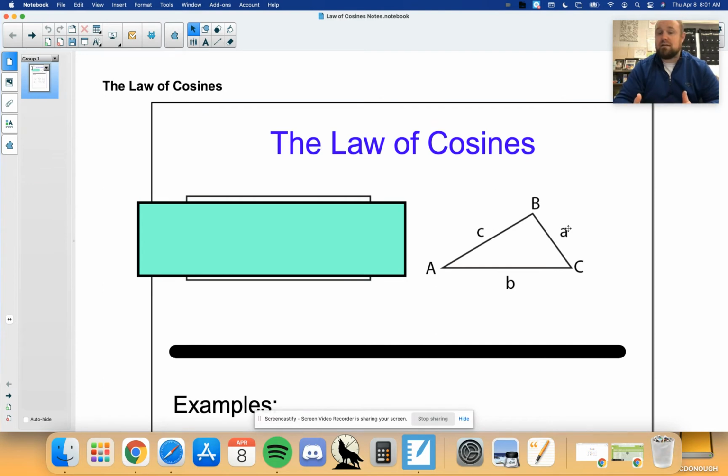When you're looking for a side length, you're going to be using just the regular cosine function. When you're looking for an angle, you're going to have to take the inverse at the end, and I'll show that in the examples. Now, there's a very basic pattern that works with the law of cosines.